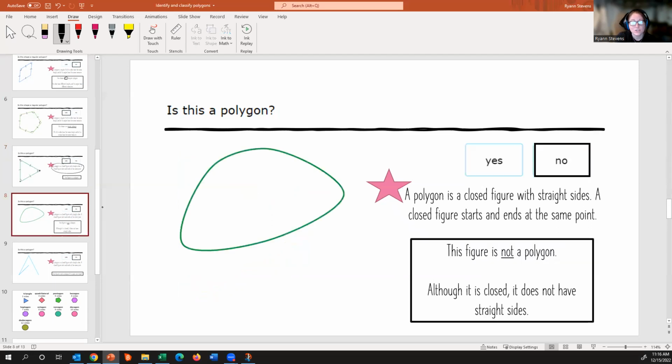As we move to the next question, we have to remember that a polygon is a closed figure with straight sides. This figure does appear to be closed. All of the sides are connected.